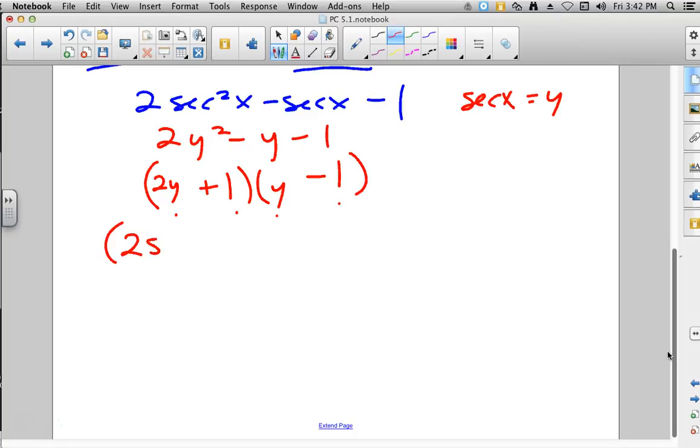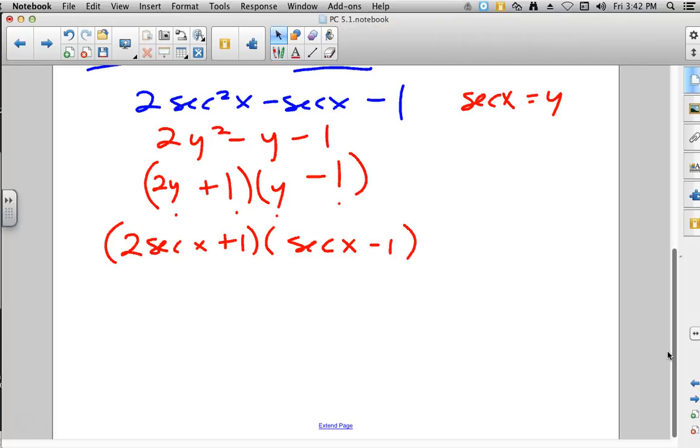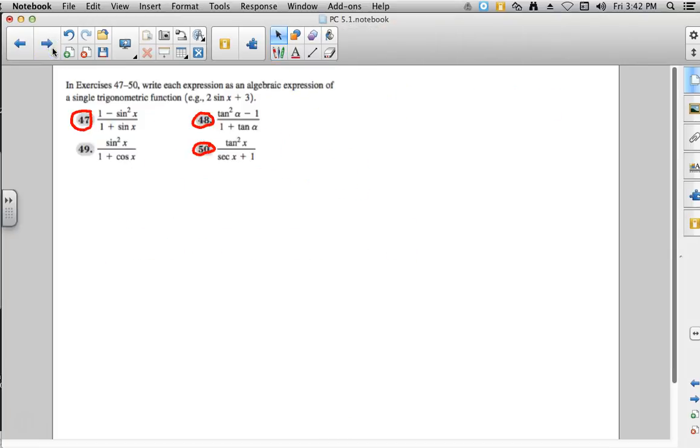So this will be 2 secant of x plus 1 times secant of x minus 1. And that's what they wanted us to do. They wanted us to put that in factored form. So that one is done.